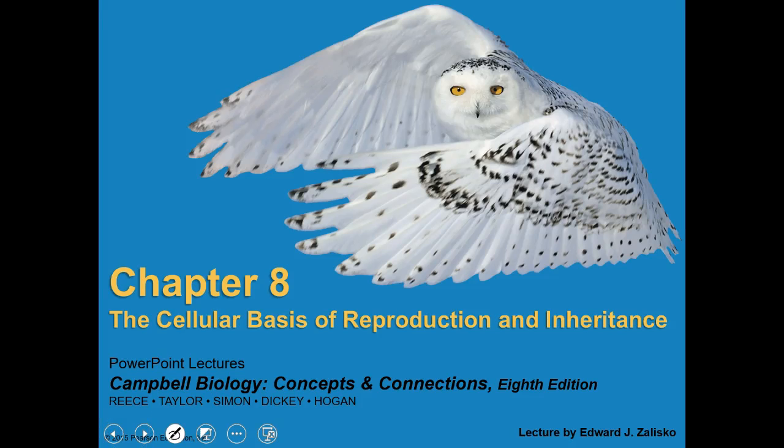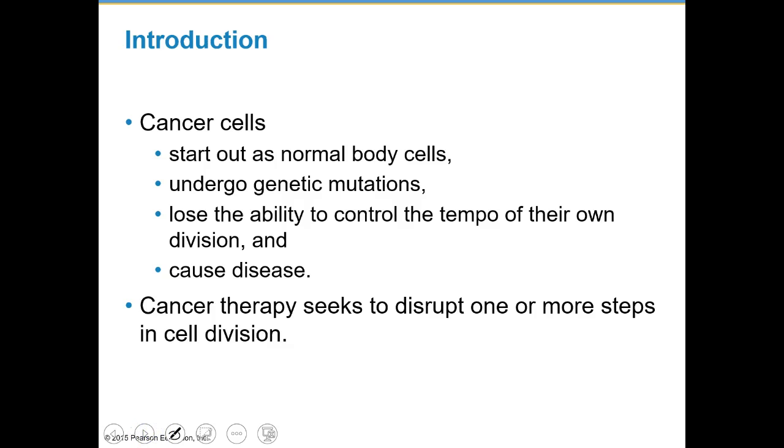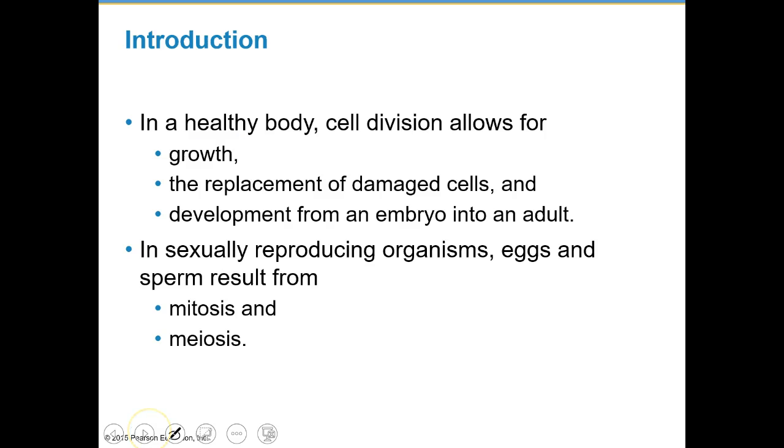In this section, we're going to take a look at how cells reproduce. So, kind of an introduction: cancer cells start out as normal body cells, and they'll undergo genetic mutations from various sources, and they'll lose the ability to control the tempo of their own division and cause disease. We won't talk about it per se in this lecture, but it'll come next. Cancer therapy would seek to disrupt one or more steps in cell division, but we have to know cell division in order to figure out cancer stuff.